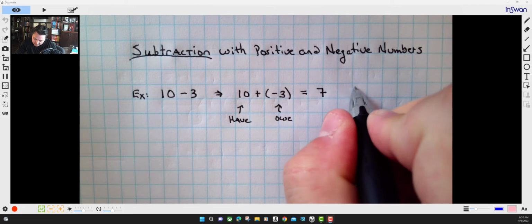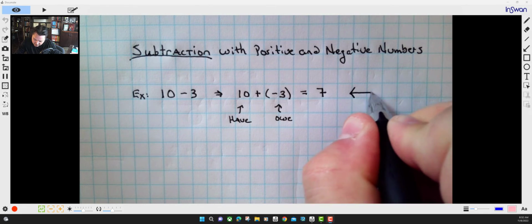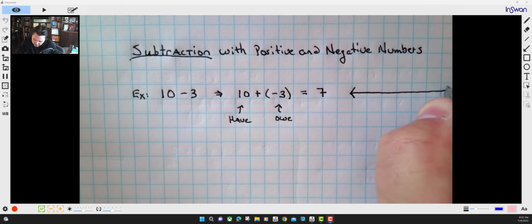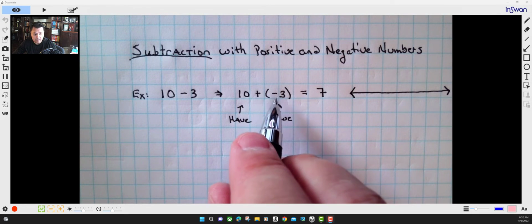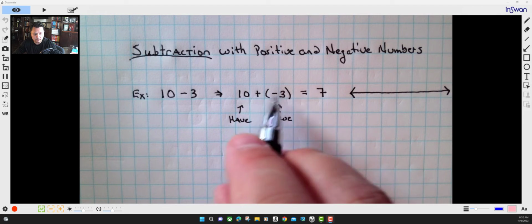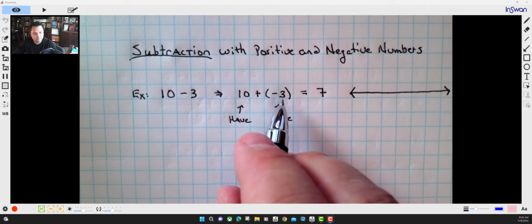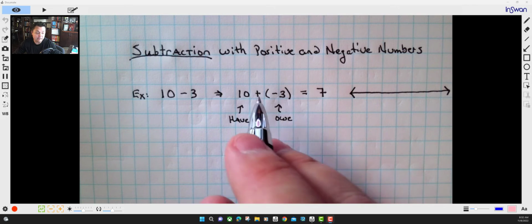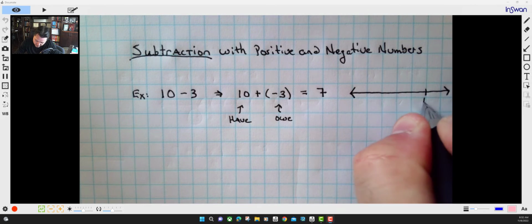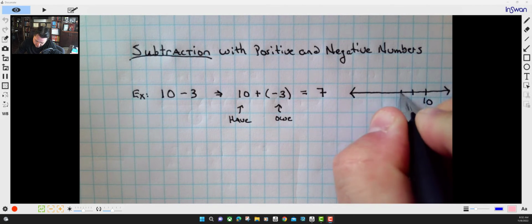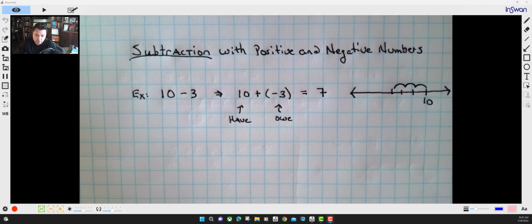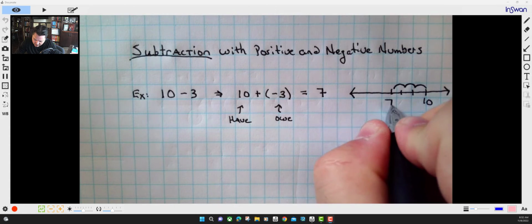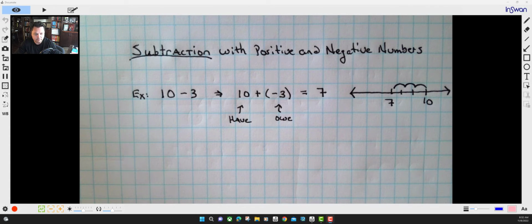Another way to think about it is in terms of a number line. We start at 10, and then a negative 3, adding the additive inverse of 3, will take us to the left by 3. So we're at 10, we want to go 3 to the left, so 1, 2, 3, like that, and that leaves us at a value of 7.